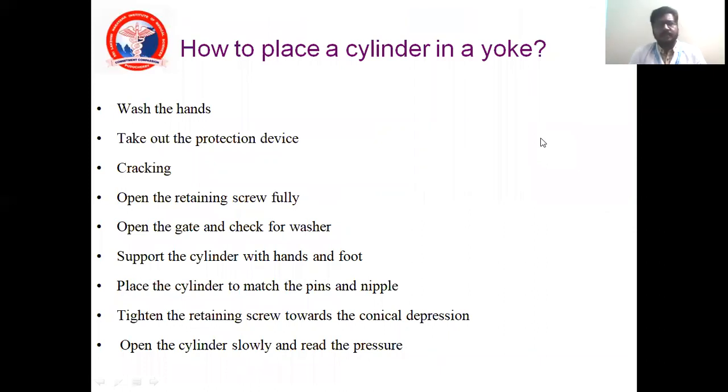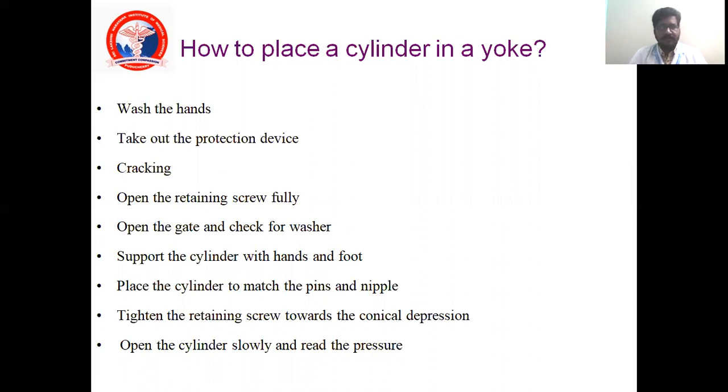How to place a cylinder in the yoke? This is very important. Every anesthetist, every anesthesia resident, every MBBS student, every one of you should learn how to place a cylinder in a yoke. It has certain steps which are very important to follow. It should be followed like a stick. Initially, we have to wash the hands, take out the protection device. We have to crack the cylinder. Cracking the cylinder is we have to open the cylinder slowly in order to let out the dust or other particles.